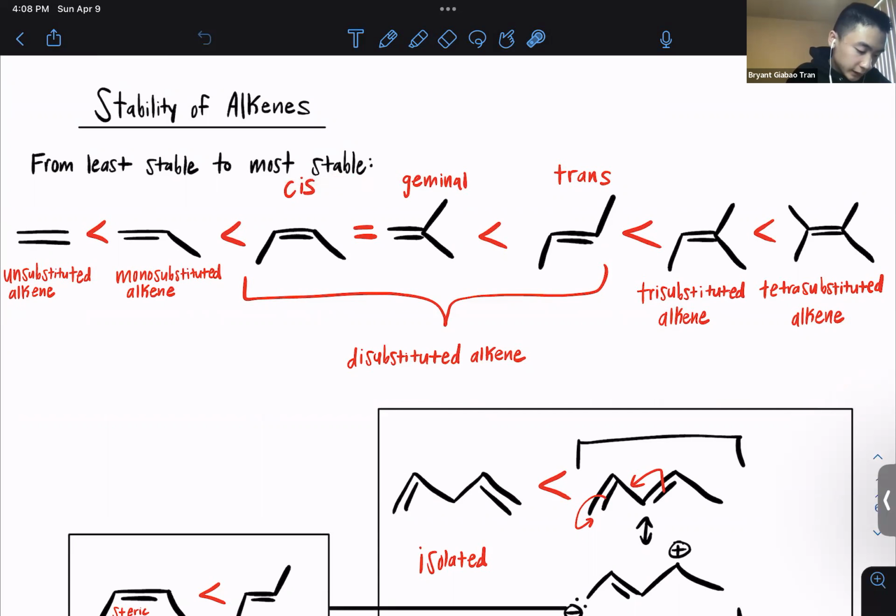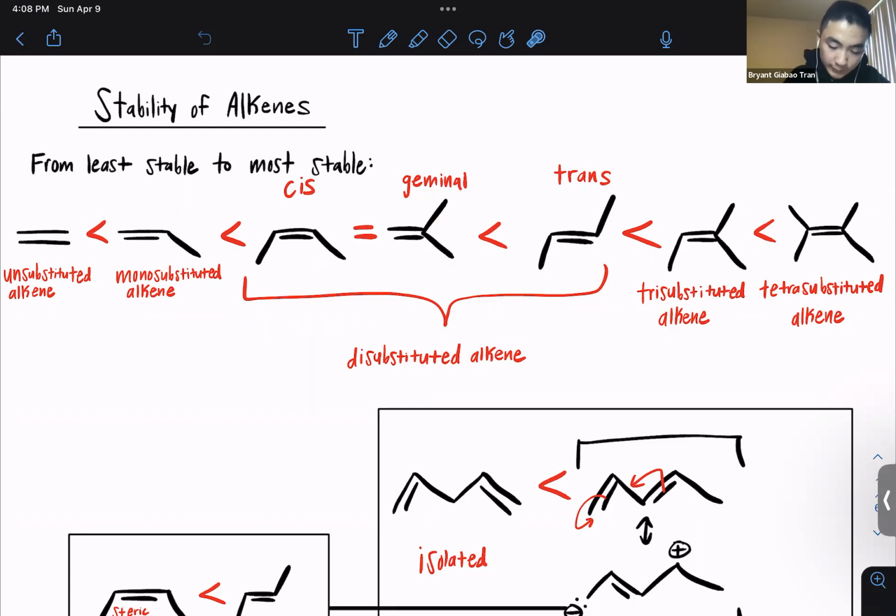We see in our least stable alkene, we have an unsubstituted alkene where the carbons of the double bond are not bonded to any R groups. Then we have our monosubstituted alkene where our alkene is only attached to one R group. Then we have our disubstituted alkene, where our alkenes are attached to two R groups, 1, 2. And we see that our cis and geminal alkenes are relatively similar in stability, and our trans alkene is more stable than both the cis and geminal alkene.